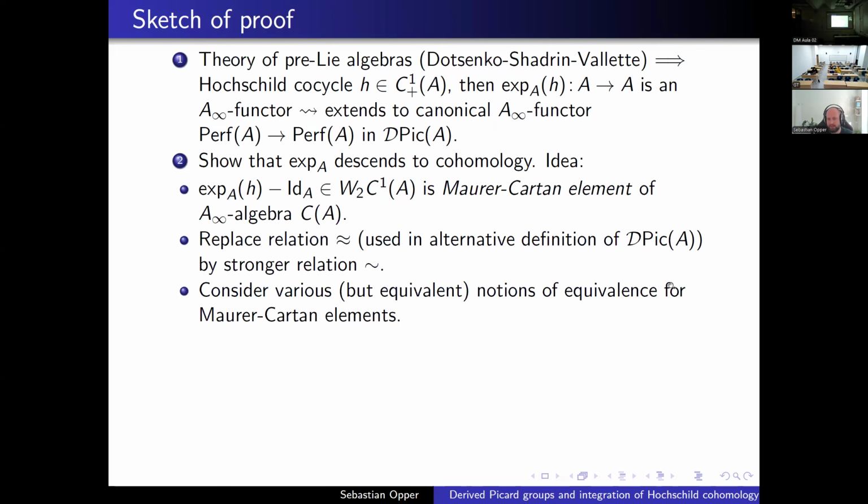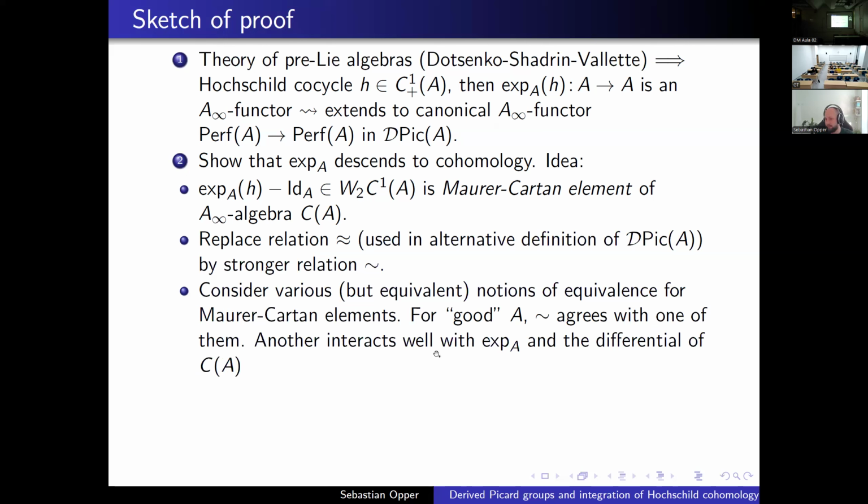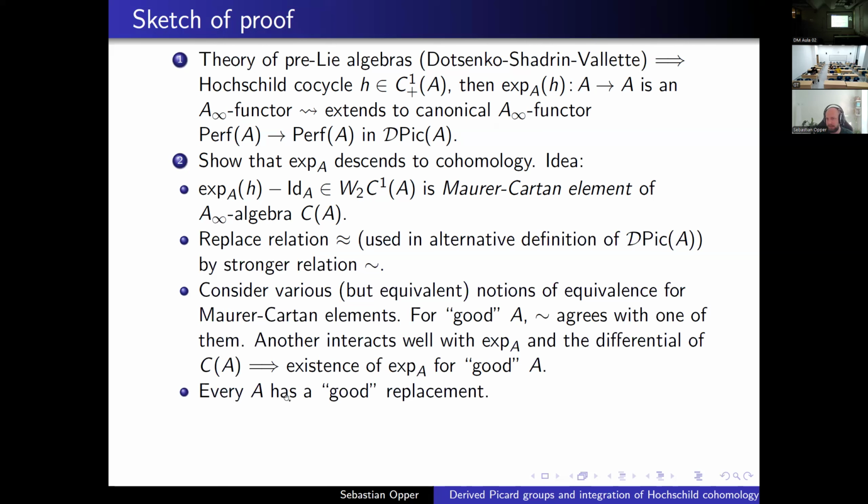And then the trick is to say, well, there are also different notions of equivalence from our Cartan elements, and they all look very different, but they're all equivalent, which is also highly non-trivial in many cases. For good enough algebras or categories, this stronger equivalence relation agrees with one of them, and a completely different one interacts well with the exponential and the differential. You can use this to establish all of this for good DG categories, and then have the A infinity algebra category, whatever, has a good replacement.